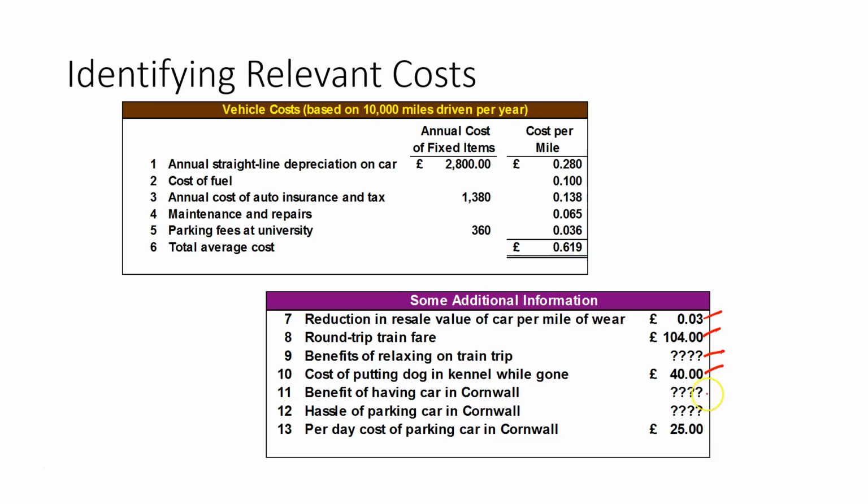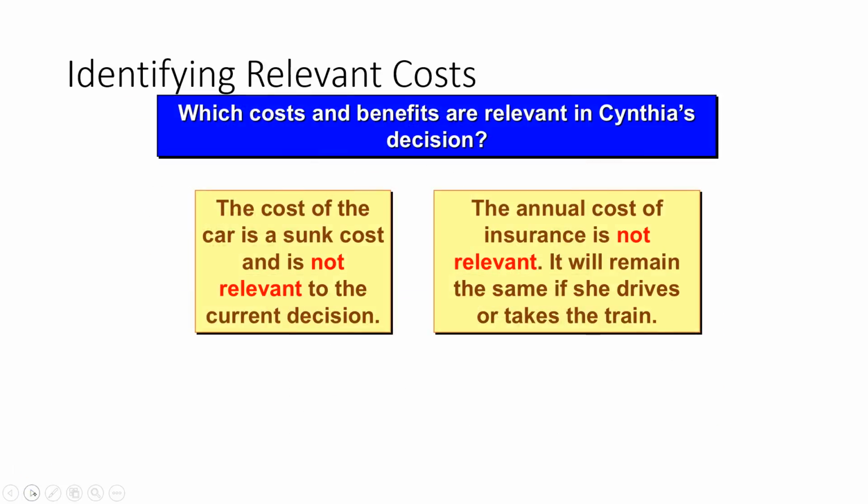Obviously, if she drives, she'll have the car while she's in Cornwall, and there is a benefit to that, but there's also then the hassle of trying to park. Both of those she's been unable to put any values to. But what she does know is that the per day cost of parking her car in Cornwall is £25. So what we need to decide is, looking at all of these costs, which ones are relevant to her decision.